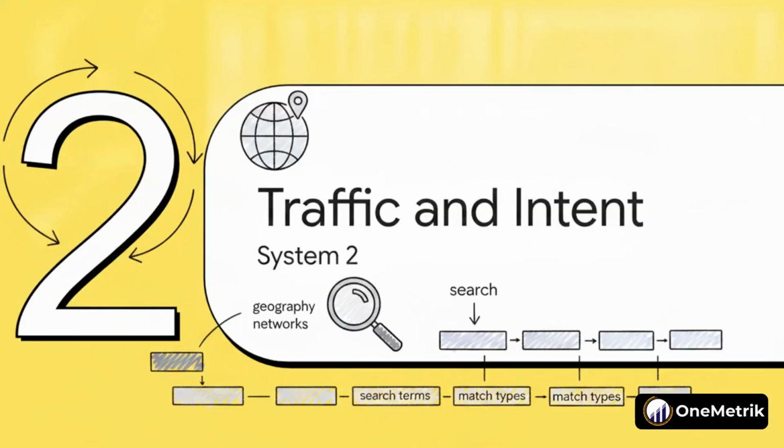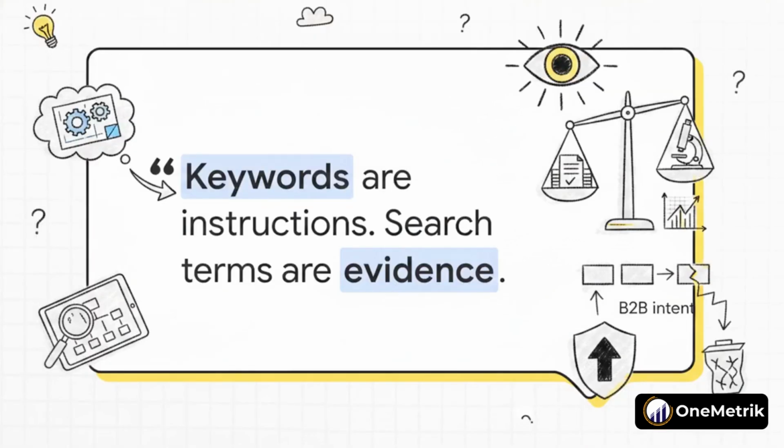Moving right along to System 2, Traffic and Intent. Now that Google actually knows what a good lead looks like, this system governs exactly who is allowed to enter your funnel. For checkpoint 2, you've got to remember this golden rule. Keywords are instructions, but search terms are evidence. If your account is producing low-quality leads, the search terms report is exactly where intent leakage becomes visible.